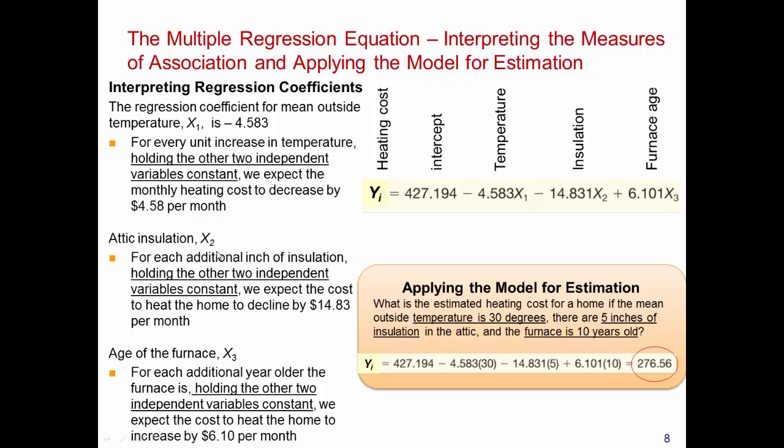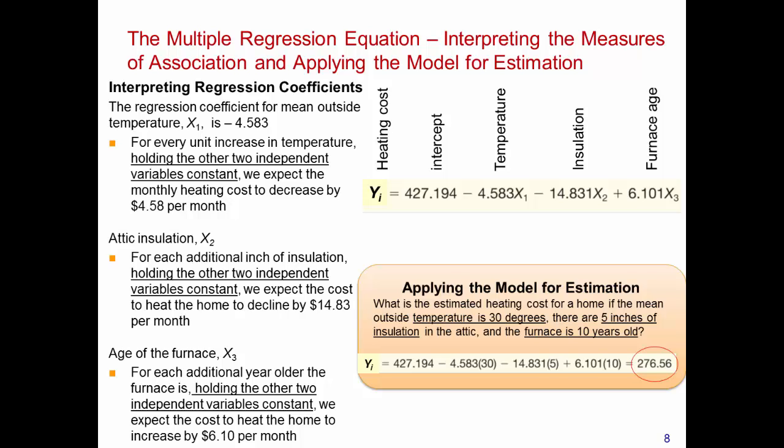The attic insulation variable, x sub 2, also shows an inverse relationship. It's a negative coefficient. The more insulation in the attic, the less the cost to heat the home. For each additional inch of insulation, holding the other two independent variables constant, we expect the cost to heat the home to decline by $14.83 per month. The age of the furnace variable shows a direct relationship. With an older furnace, the cost to heat the home increases. For each additional year older the furnace is, the cost is expected to increase by $6.10 per month to heat the home.